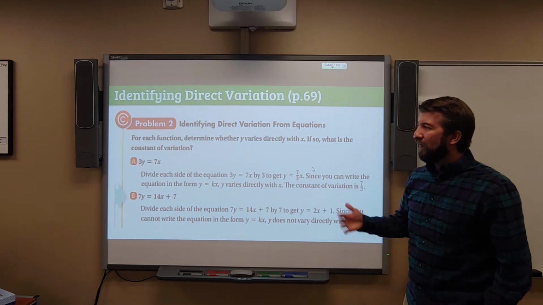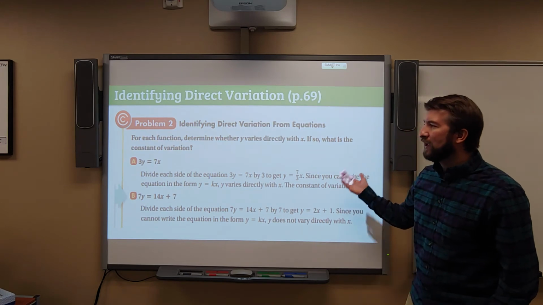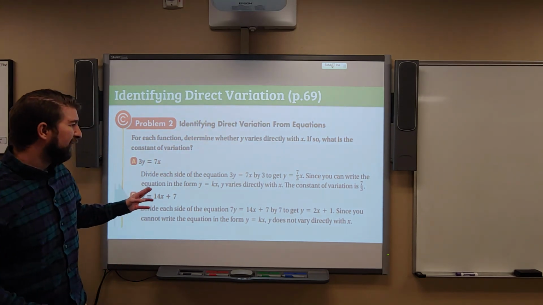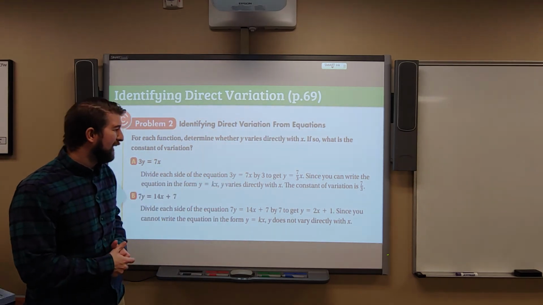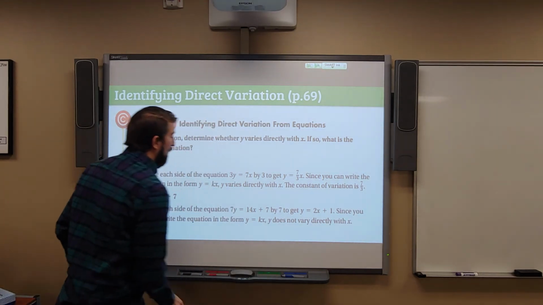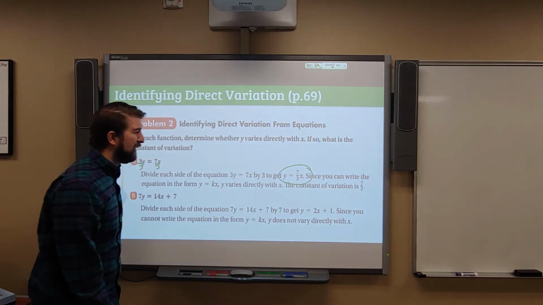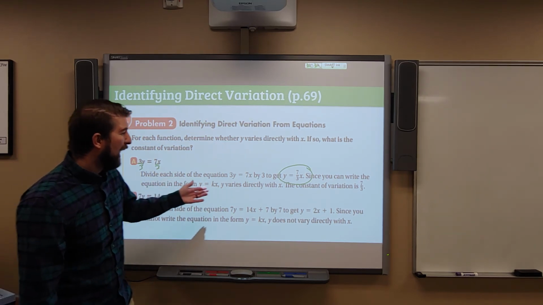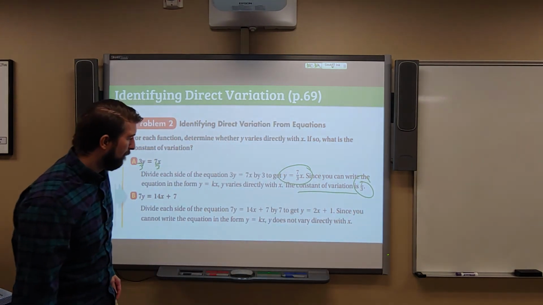All right, so how do we identify direct variation? It says determine whether y varies directly with x. If so, what is the constant of variation? On this one, we want to get it in the form of y equals kx. Right here it says divide each side of the equation, 3y equals 7x, by 3. So we're getting y by itself. When we divide by 3, we get y equals 7 over 3 x. Since we can write it in this form, we would say that y varies directly with x, and the constant of variation is 7 over 3.